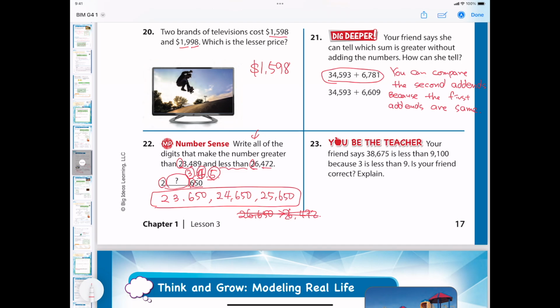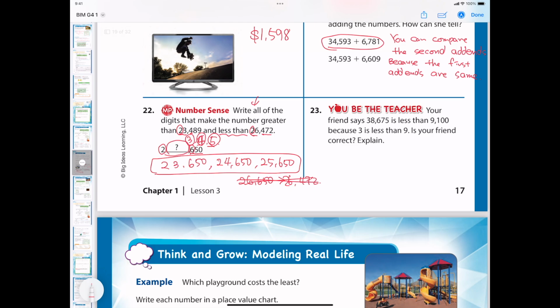All right, let's move on to number 23. Your friend says 38,675 is less than 9,100 because 3 is less than 9. Is your friend correct? Explain. Some of you might think, oh, well, this is too easy, but guess what? Some of your friends might think that way because when they don't have the concept of place value, they might say, oh, first digit is starting with 3 versus 9, so 9 is greater. Instead of comparing the entire number and place value, they might have that problem, or mistake.